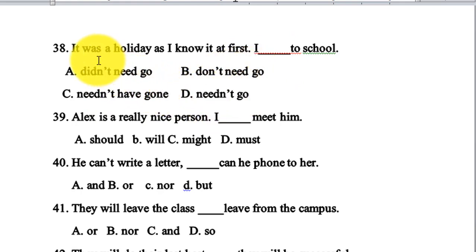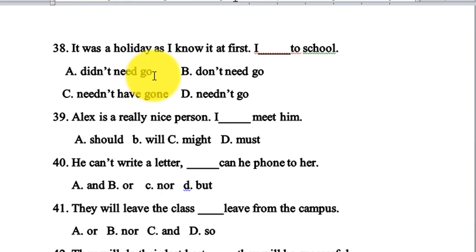So right. What's important here to focus on is: it's a holiday. Holiday means it talks about the past, as I know it at first. I realize that it was a holiday. It's clear to me that it was a holiday. Yes, I know it was a holiday. At first I understood that it was a holiday, so I have put it that way.